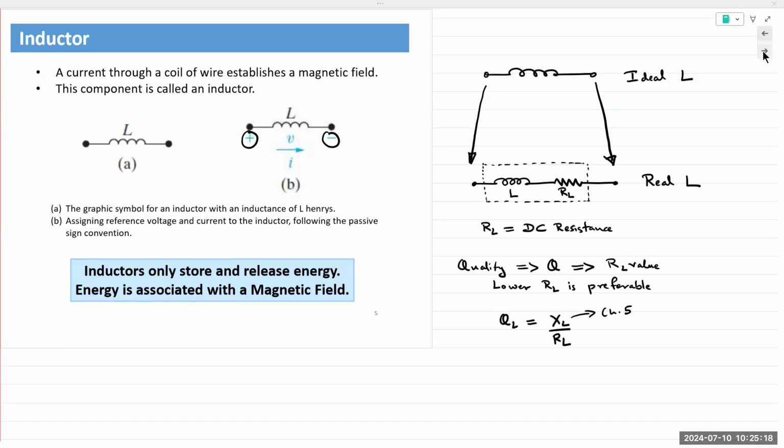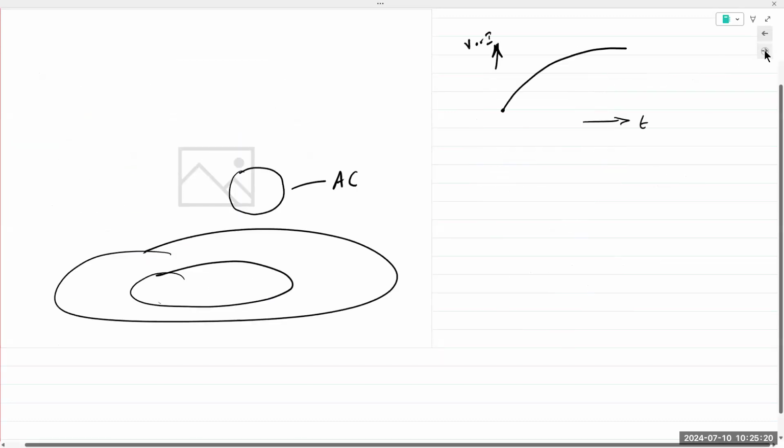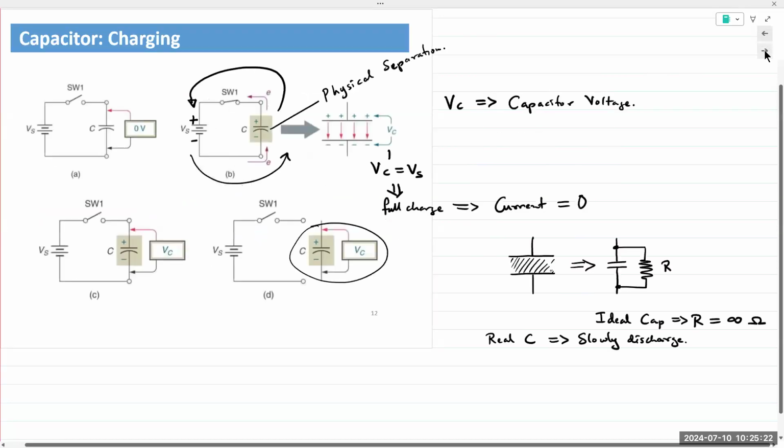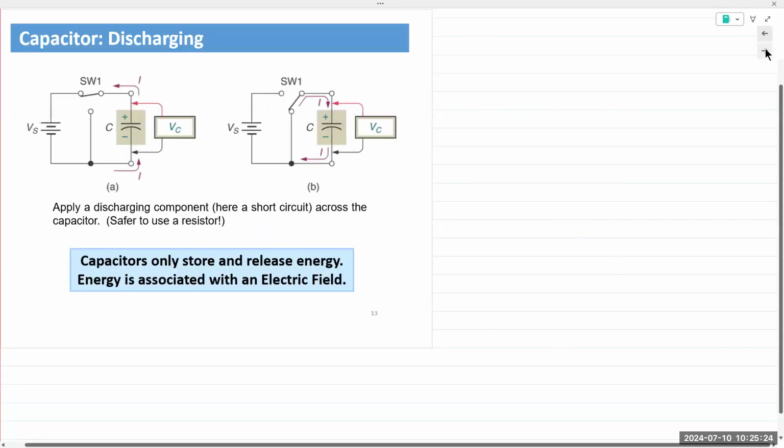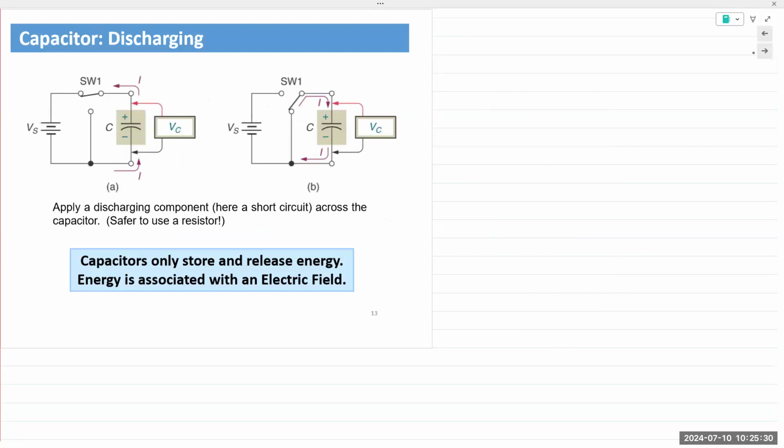Okay, let's go back to our capacitor discussion. If you have a fully charged capacitor, we can remove it from the circuit. An ideal capacitor will hold the energy for an infinite period of time. A real-life capacitor will discharge slowly but surely through the insulator and the air.